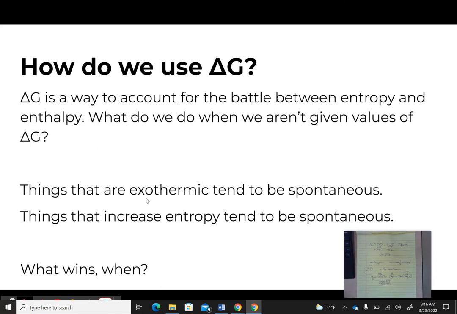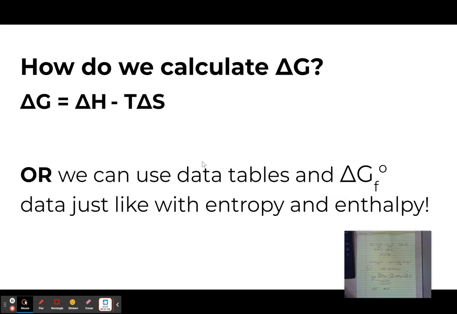happen. So we already know that things that are exothermic, right, that have a negative delta H, those things tend to happen. We also know things that increase in entropy, things that have a positive delta S tend to be spontaneous. So let's figure out which one wins with a very easy equation. So this one is awesome. I think it might be my favorite. I don't know. It just is beautiful.